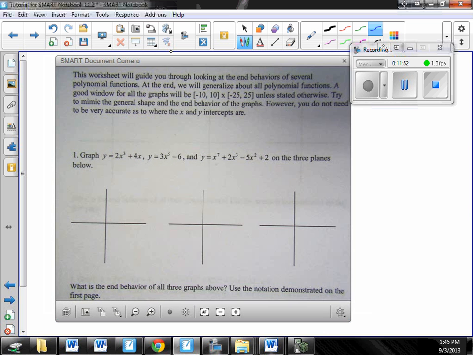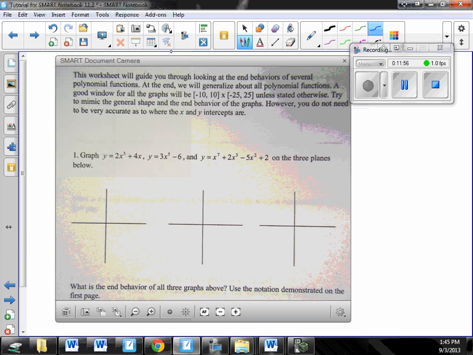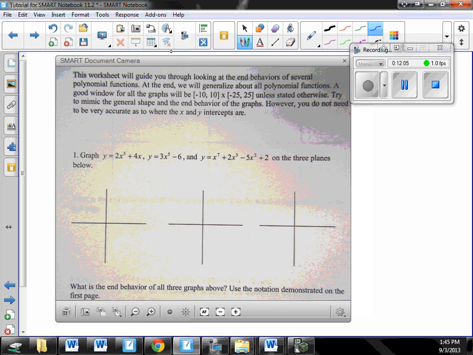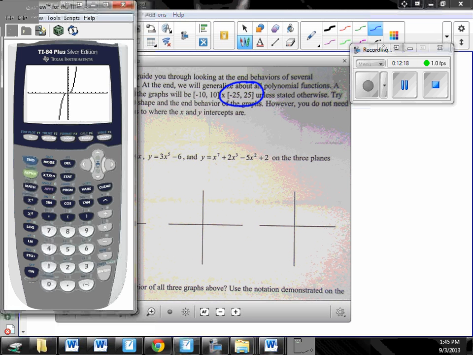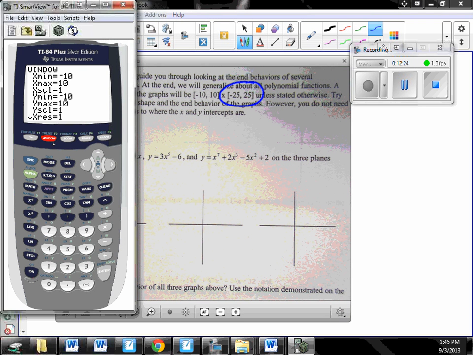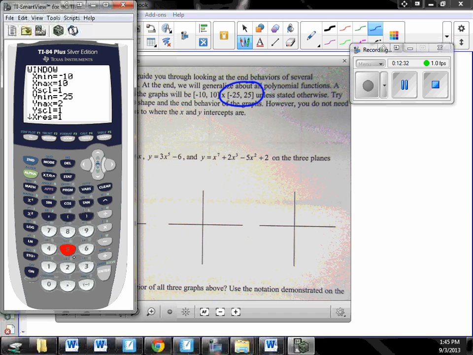This worksheet will guide you through looking at the end behavior of several polynomial functions. At the end, we will generalize about all polynomial functions. A good window for the graph would be from negative 10 to 10 for the x's, and negative 25 to 25 for the y's. So go into your window. So push window. Your x's are already from negative 10 to 10. We need to change our y's to be negative 25 to 25.